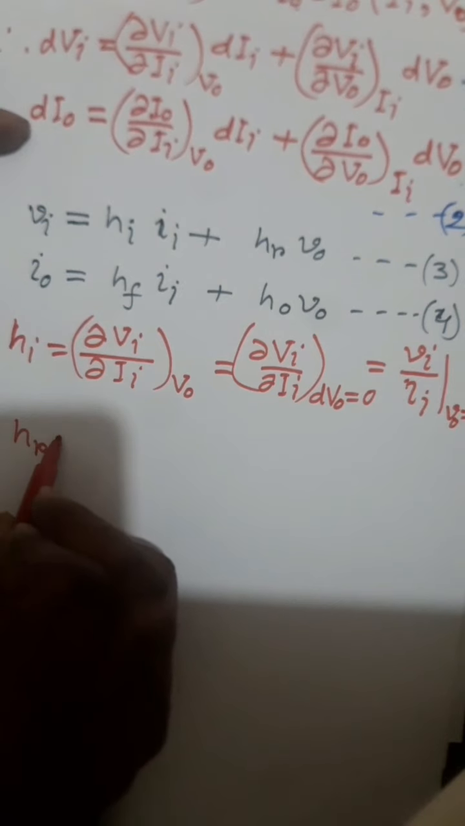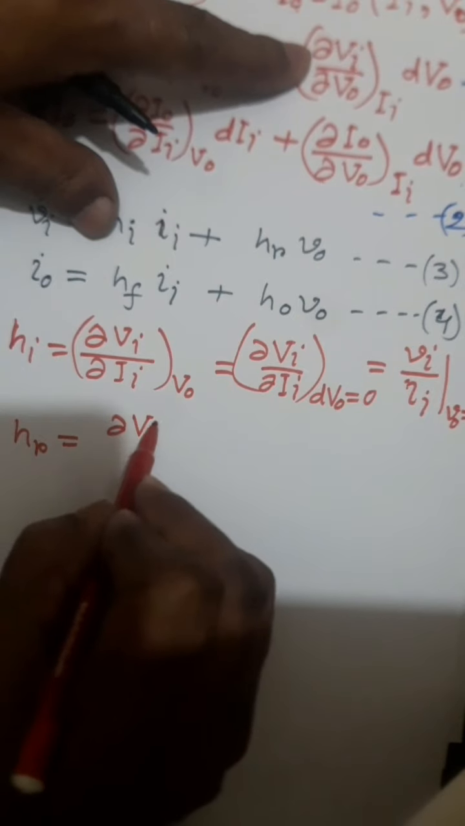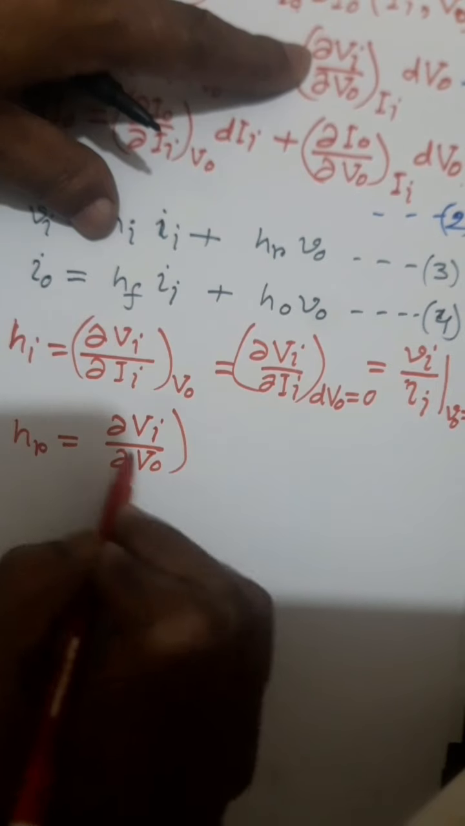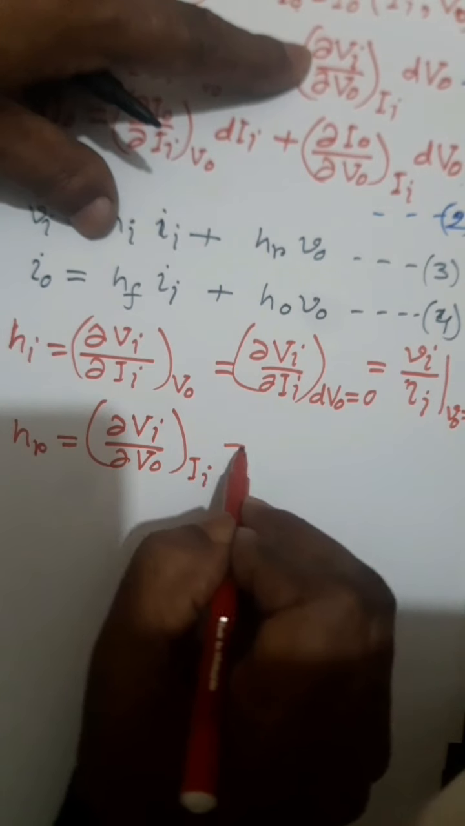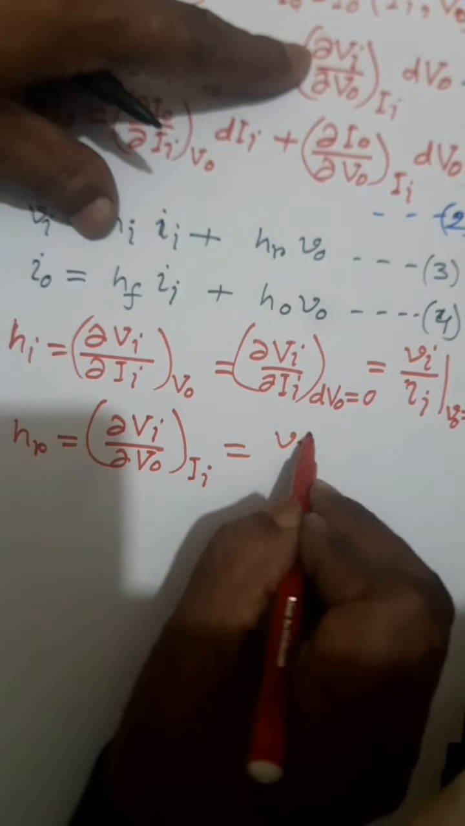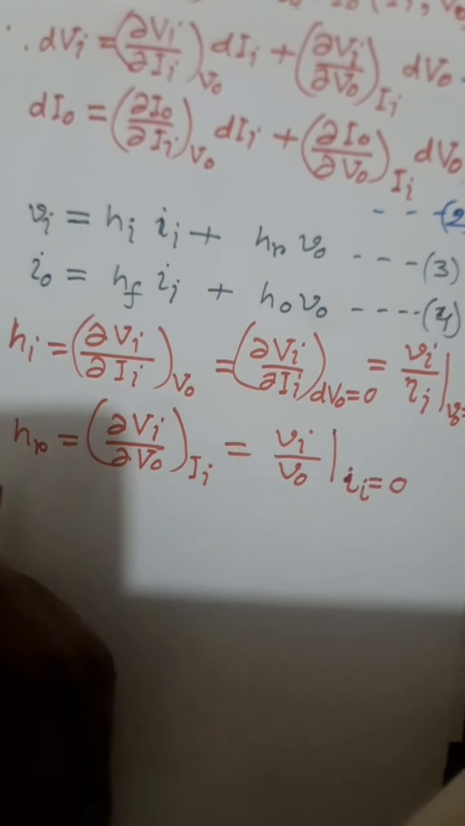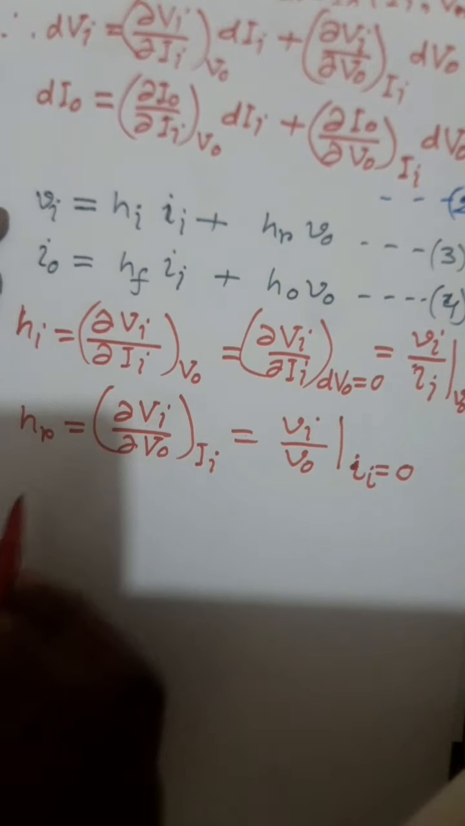Next, Hr equal to del Vi by del Vo at Ii constant, that is Vi by Vo. So it is called open circuit reverse voltage ratio. Hr is the open circuit reverse voltage ratio.